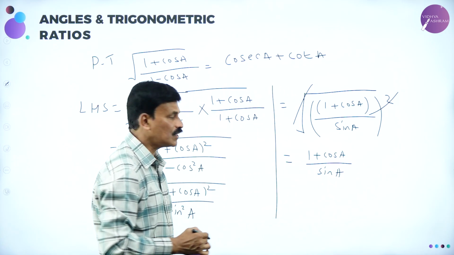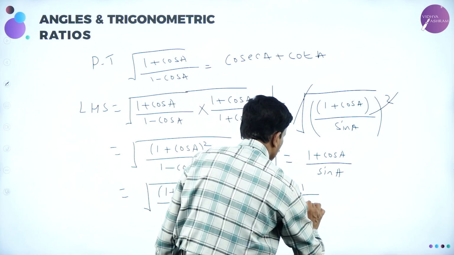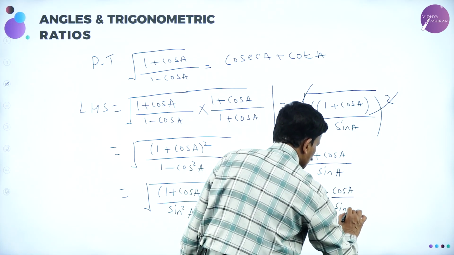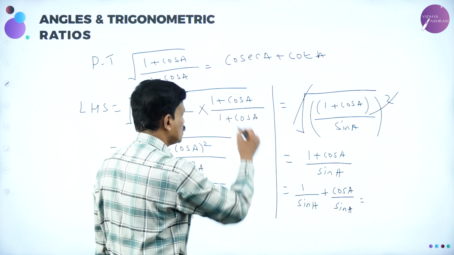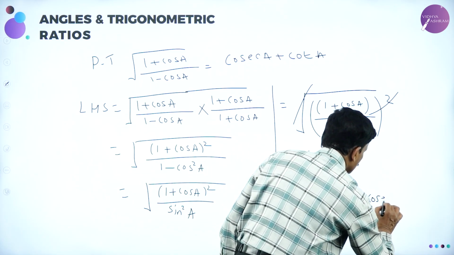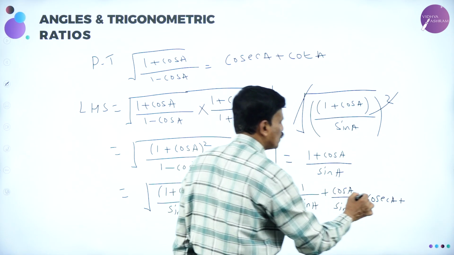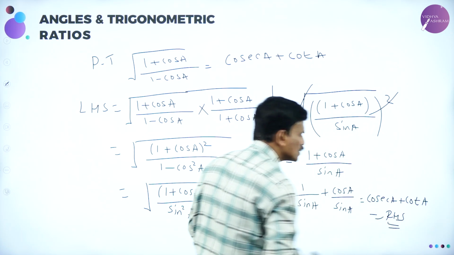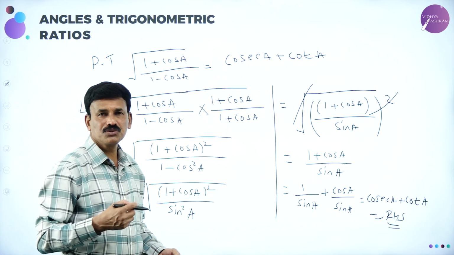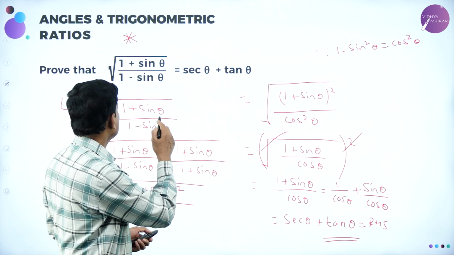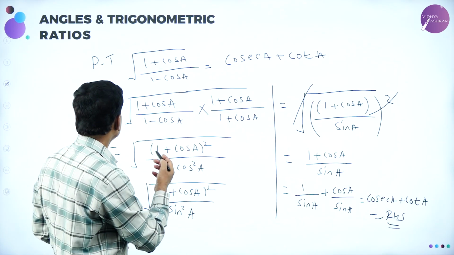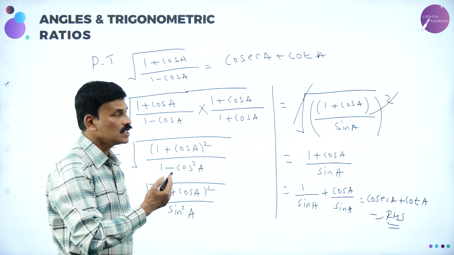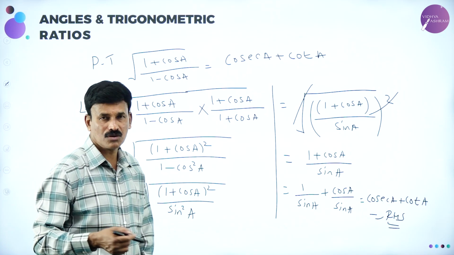Now term by term divide it. If we divide term by term, we will get 1 by sin A plus cos A divided by sin A. Now what is this equal to? 1 by sin A is equal to cosecant A, plus cos by sin is equal to cot A, which is the required RHS. So see, cosecant A plus cot A. These are two important problems. The previous one is 1 plus sin theta by 1 minus sin theta. The next one is 1 plus cos A divided by 1 minus cos A. So the answer for this is cosecant A plus cot A, right?